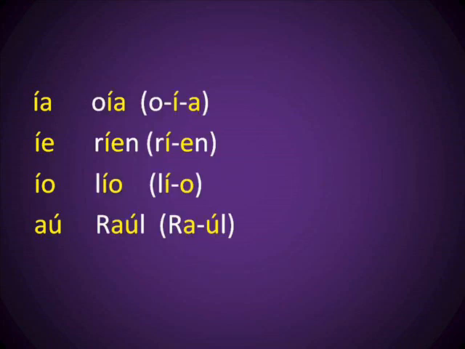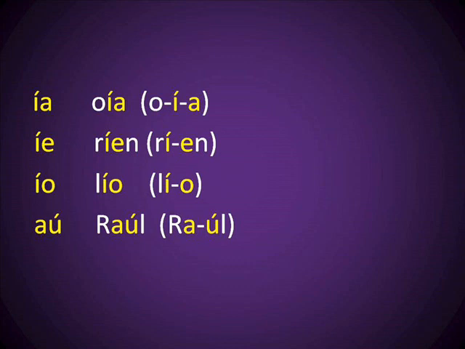Next, you see that the accent mark this time falls on different vowels. Since the accent mark stresses the vowel that is under it, these combinations sound ia, ie, io, au. Examples: oía, oía. Ríen, ríen. Lío, lío. Raúl, Raúl.